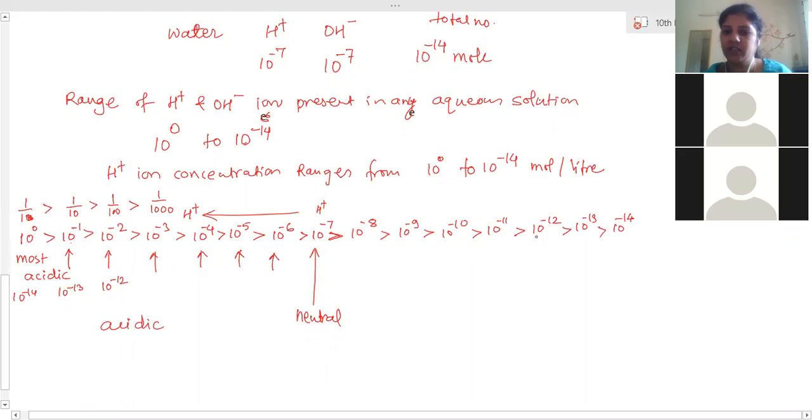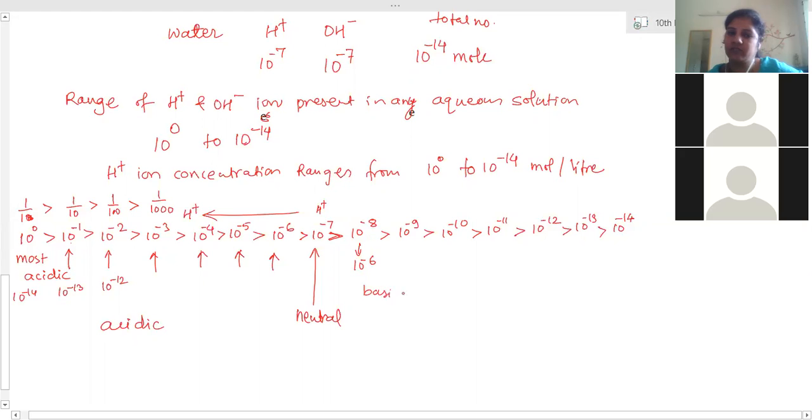Now see this side. Any solution that has 10 to the power minus 8 H plus ions, how many OH minus ions are present? 10 to the power minus 6 OH minus ions, and these are H plus ions. Which one is greater, minus 8 or minus 6? Minus 6 is greater. That means here the OH minus ion is greater than the H plus ions. That means this solution is basic.